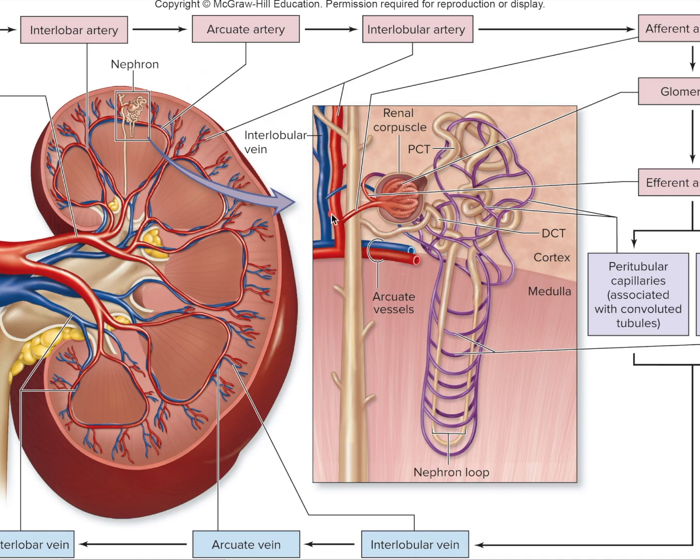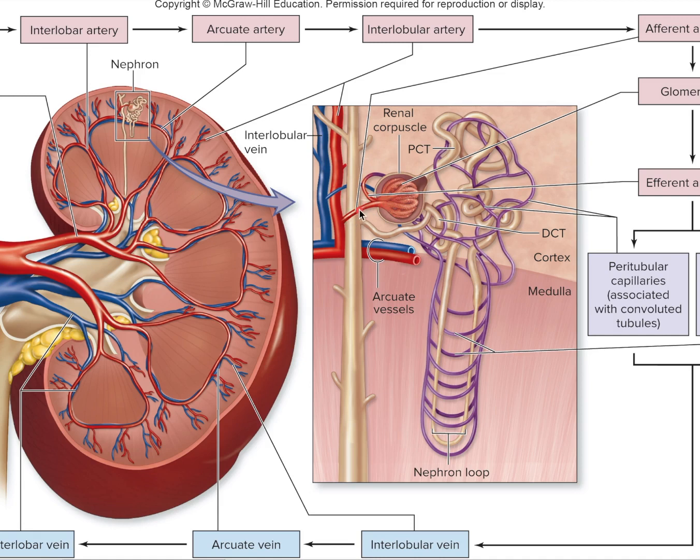So there's tiny branches coming off of the interlobular arteries, and the branches coming off are called afferent arterioles. And this is happening. There's millions of these units in the kidneys. So this is happening all over the place, not just this one.